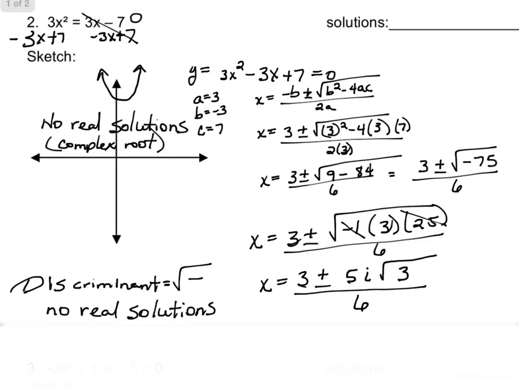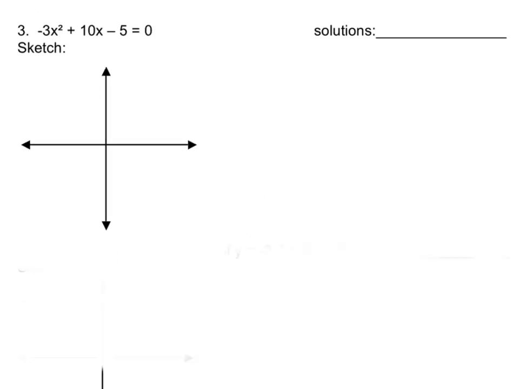Now I can reduce 3 over 6, but I cannot reduce 5 over 6. So since I can't reduce both of them, we tend to just leave it like this as a solution. So that's the answer to that quadratic equation. And so our solution over here, you're going to write, and I'm not going to write it up here. I just have it in the box underneath. I didn't leave myself enough room.